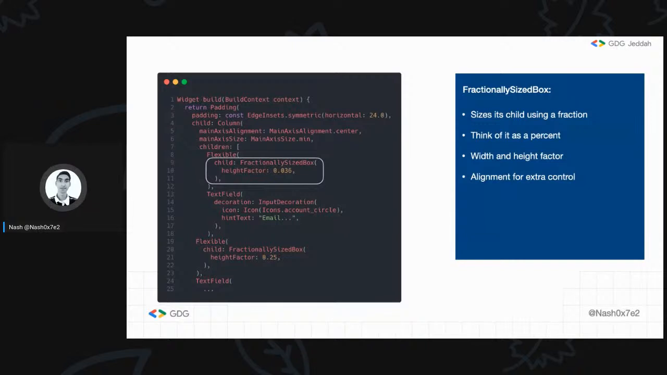And you can think of this height factor as a percent of the total available space. So this height factor goes from 0 to 1 and would represent a percentage of the available space. It also has a property for sizing the width. And as a bonus, it even has an align that you can use for an extra level of control and granularity for laying out your widgets. In this case, we're setting the height factor to a percentage of the available screen size.